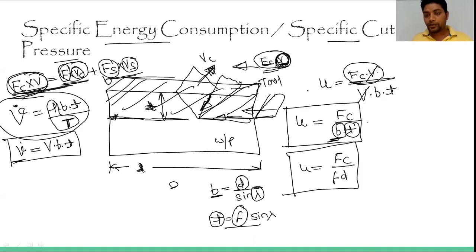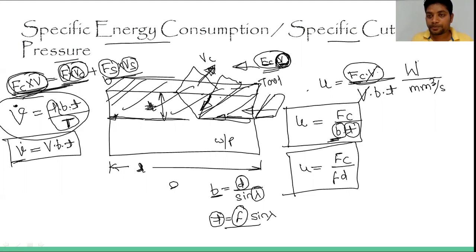Now if you look at the formula, this numerator is a power. This power is Fc into V, so it will be calculated in watts. And the denominator is not a volume, it is a volume per unit time, so it will be in mm cubed per minute or per second, we can consider either, no issue. When the formula comes and later the numerical comes, we can manipulate it accordingly, so there won't be any issue.